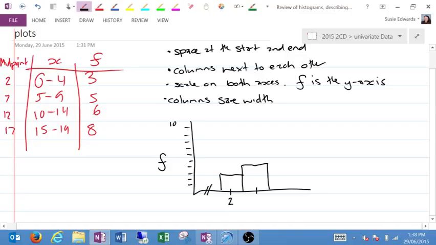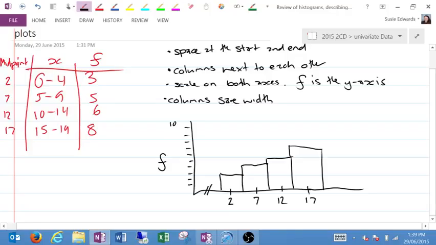And what do you think I put in the middle here? 7. I'll tell you in a sec. Just let me do it, and then I'll answer, okay? Then I do another one of the same width, and what do I put in the middle? 12. And the next one? 17. All right, so this is if there's no scale given to you on the axis, okay?